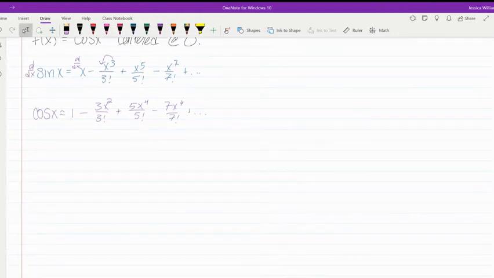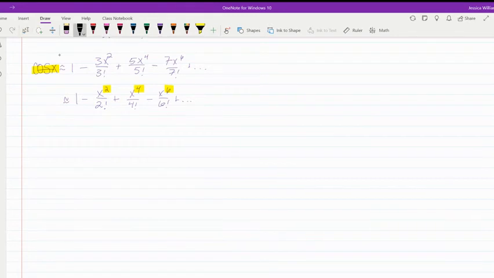And then I clean. When I clean this, I get 1 minus, the 3's cancel, and I get x squared over 2 factorial. When I clean this, the 5's cancel, and I get x to the 4th over 4 factorial. And I get x to the 6th over 6 factorial. So it's identical to sine, except cosine has only even powers, while sine had all the odd powers. And if you know anything about the shapes of these curves, sine is odd and cosine is even. So it should make sense that that's how their powers work out too in their power series.